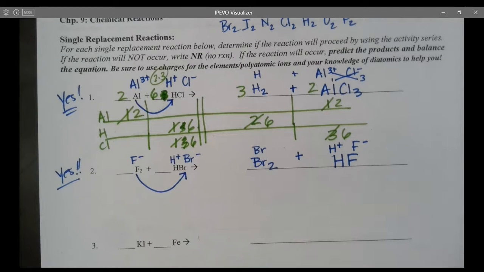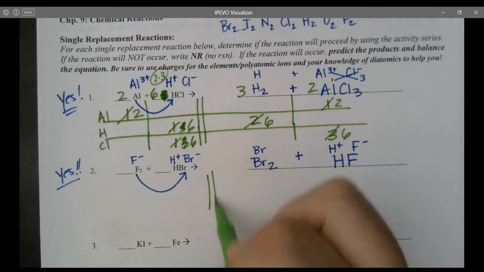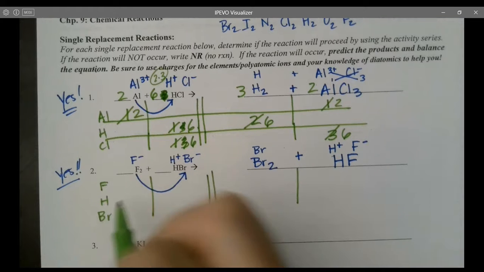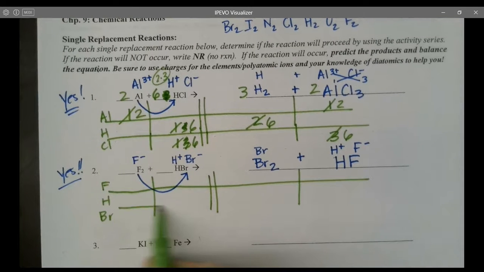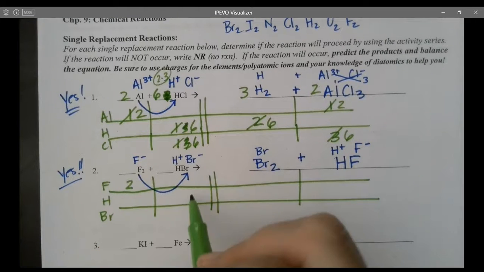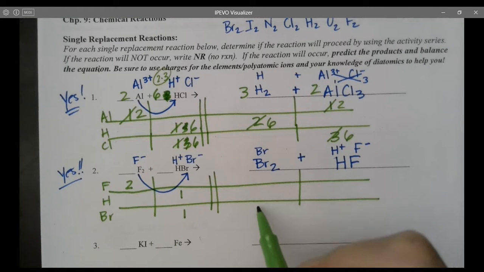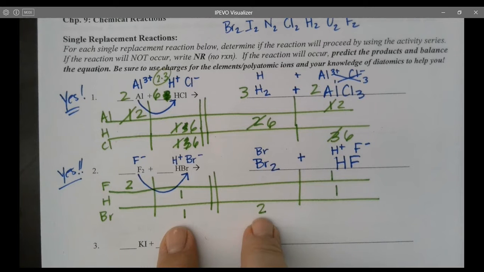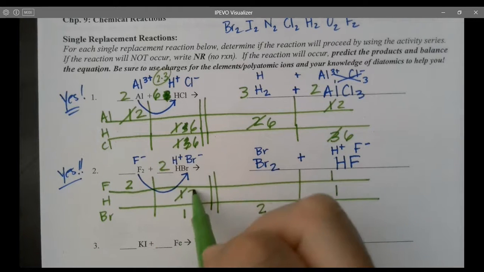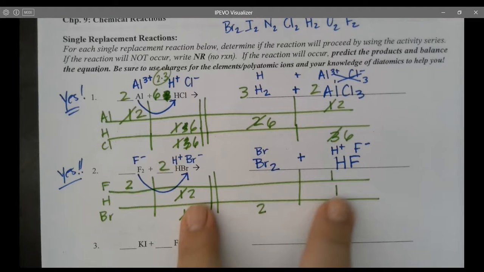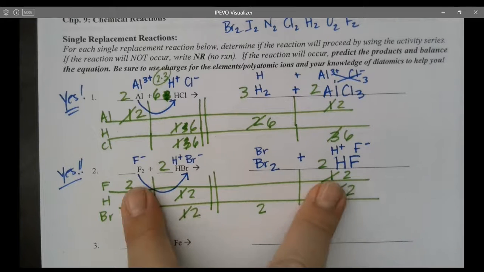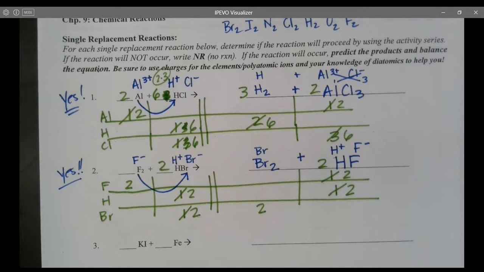Okay, now that that's done, you can balance, and you have F and H and Br. Okay, and you have 2 fluorine, 1 hydrogen, 1 bromine, 2 bromine, 1 hydrogen, 1 fluorine. Okay, so I see 2 and 1, so I'm going to bring a 2 over here. Those are balanced. These are not, so I'm going to bring a 2 over here. That's balanced, that balanced, and I'm done.